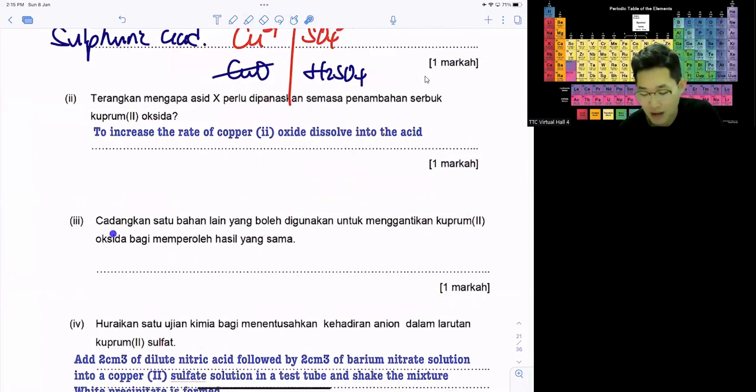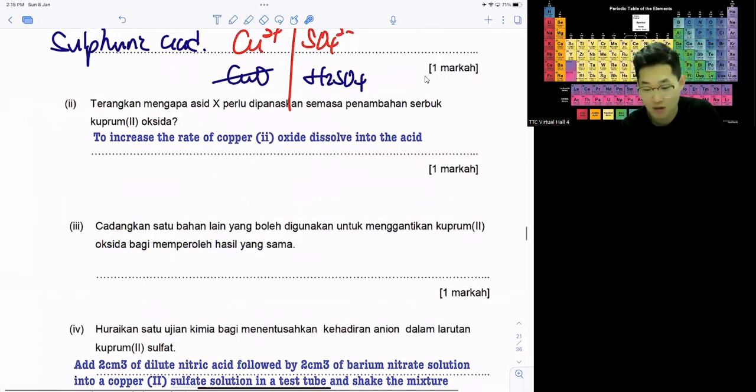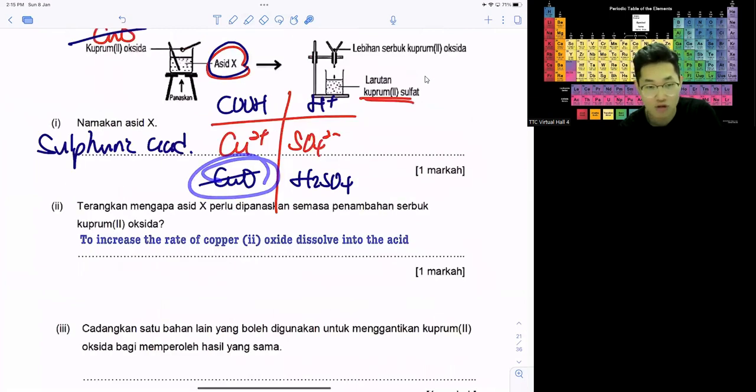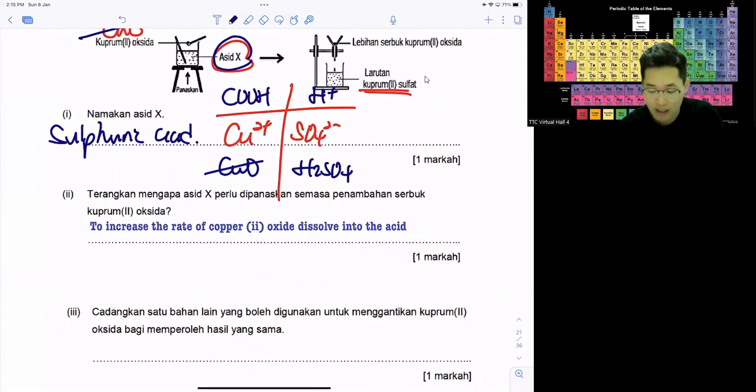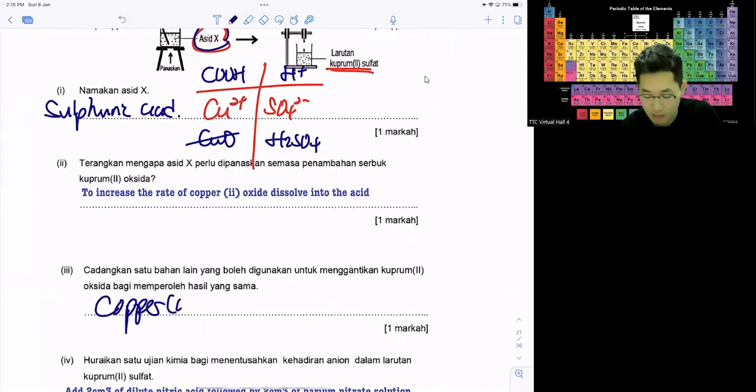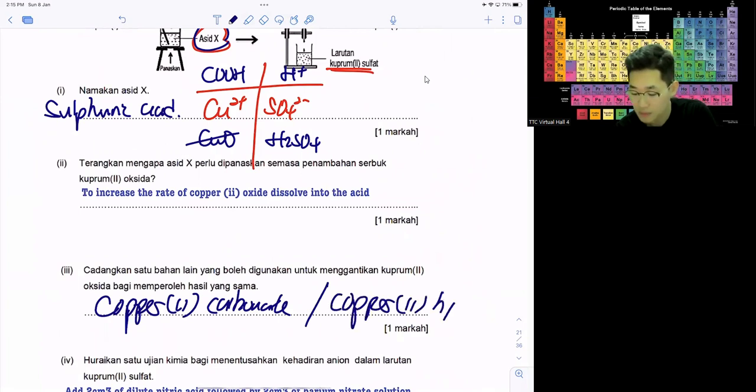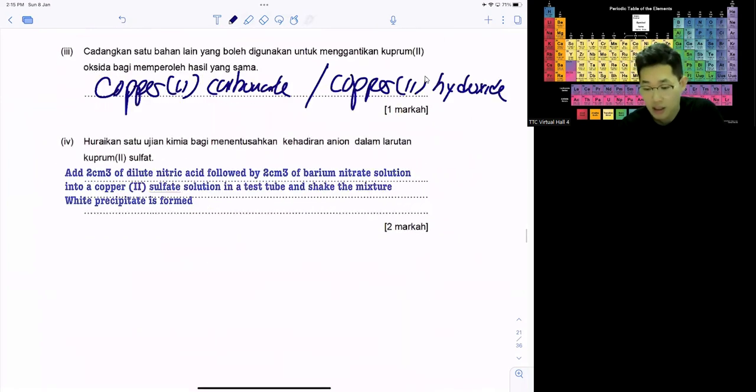Okay, then suggest one other substance that can be used to replace copper 2 oxide. So they say other than CuO, what can be used to replace it? As we say, CO is carbonate, you can use copper 2 carbonate. You can use copper 2 hydroxide. Can use the metal itself or not? Cannot, because less reactive.